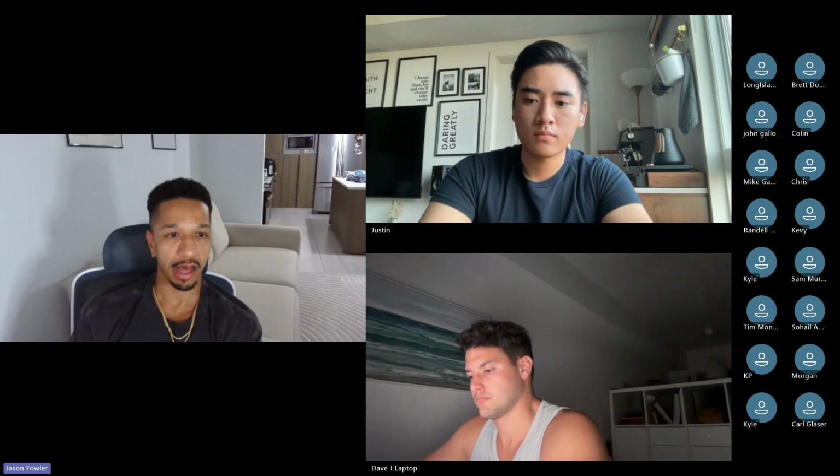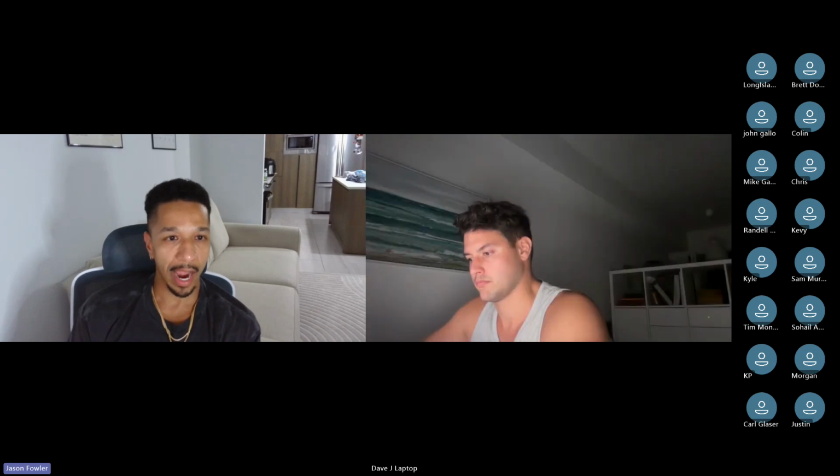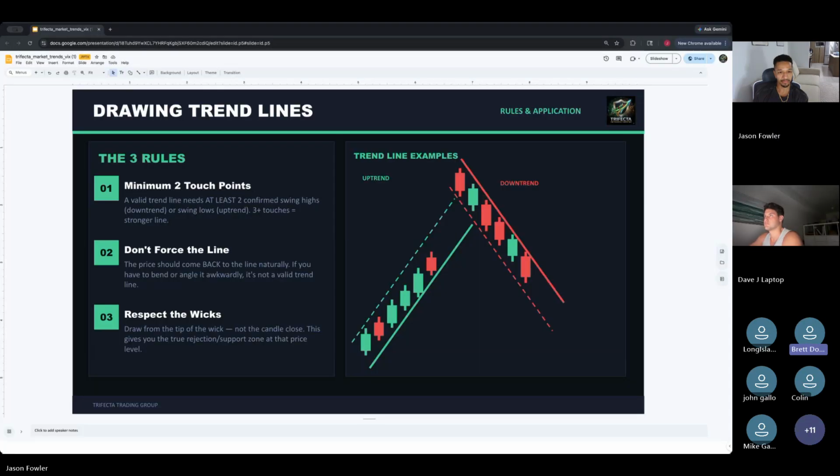Drawing trend lines, I'll show you guys quick in a second, but it's really simple to do. So Brett, you love trend lines. Do you do 2 touch points for your trend lines? I look for 2 or 3 usually. I feel the most confident with 3, but obviously you have to have minimum 2. I like 3 personally also. The more the trend line touches, the more it gets respected over time.